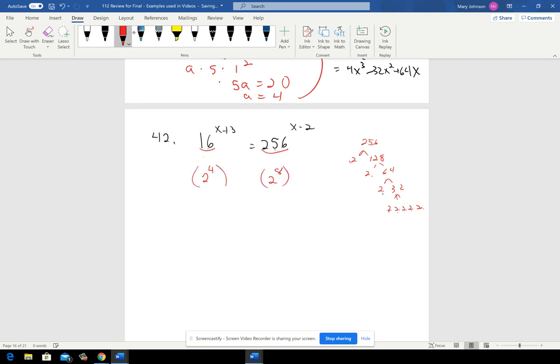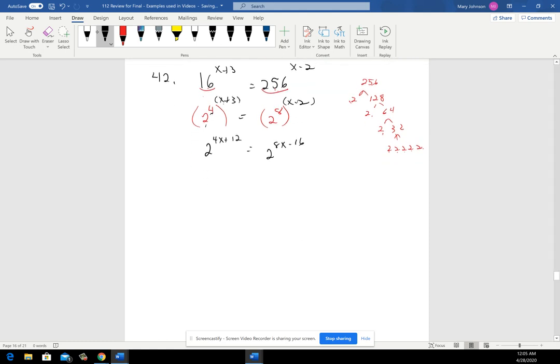Okay, but you got to be careful. This is the step people are leaving out, and if you do, I'm not giving you full credit. You got to show me what these exponents become so I can really see what you're thinking. So this is a power raised to a power. So this is going to become 2 to the 4x plus 12. And then over here, it's going to be 2 to the 8x minus 16. Okay, now, if the bases are the same, then you know these exponents have to be the same.